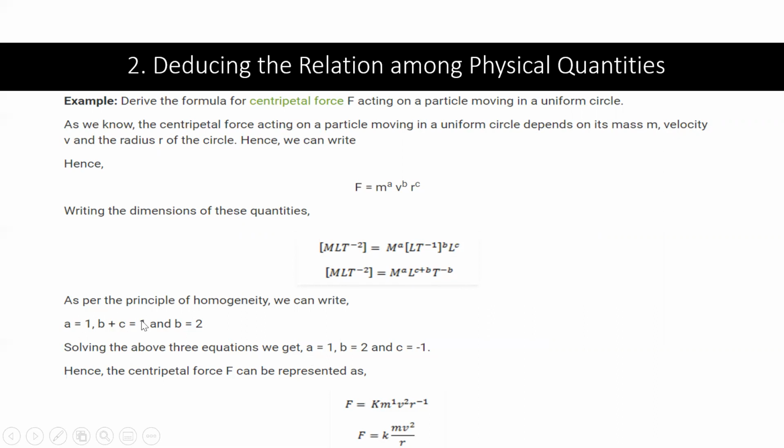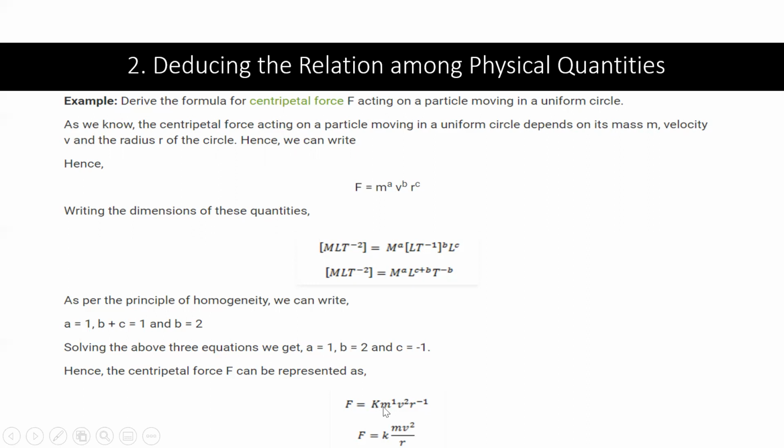Or c is equal to 1 minus 2, which is minus 1. So c is equal to minus 1. Hence, the centripetal force can be expressed as F is equal to K, a constant. There may be a constant, we do not know, so we'll just write K, a constant.